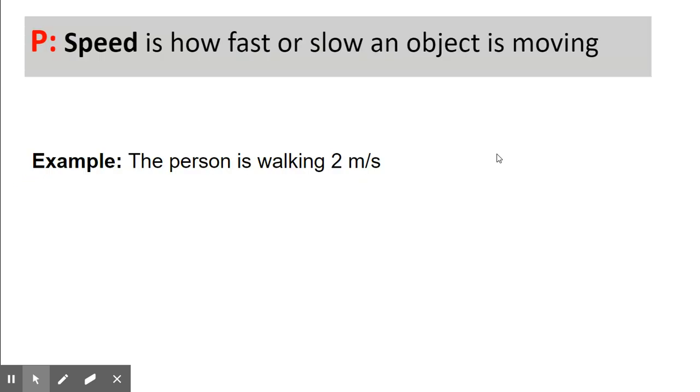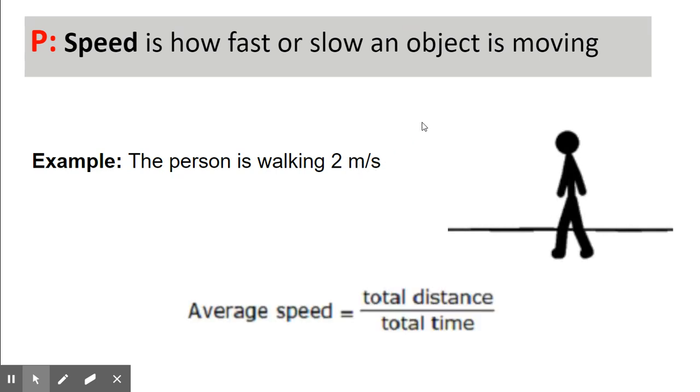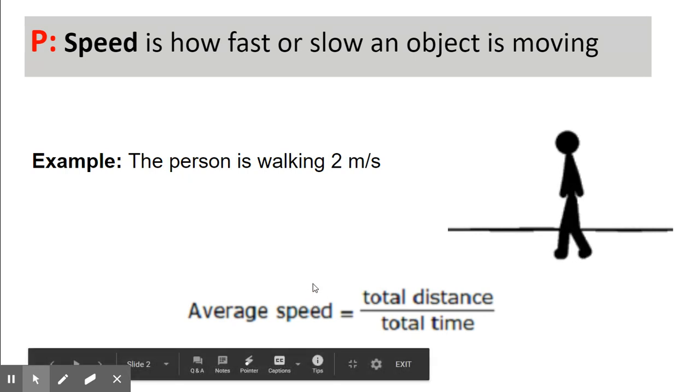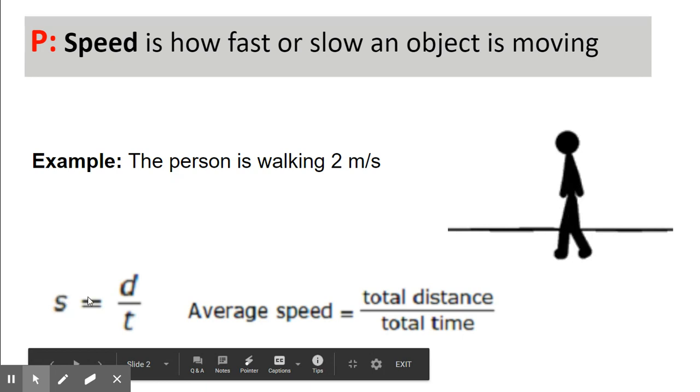Speed is how fast or slow an object's moving. An example: a person is walking 2 meters per second. It's important to look at your units when you're talking about speed because your units are represented by distance and time. The formula for calculating average speed is speed equals total distance divided by total time. So your formula looks like this: average speed equals total distance divided by total time.